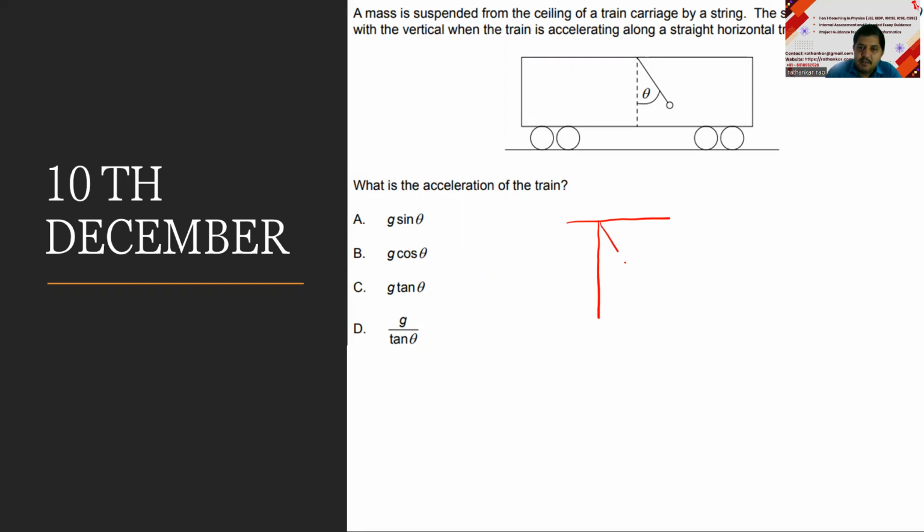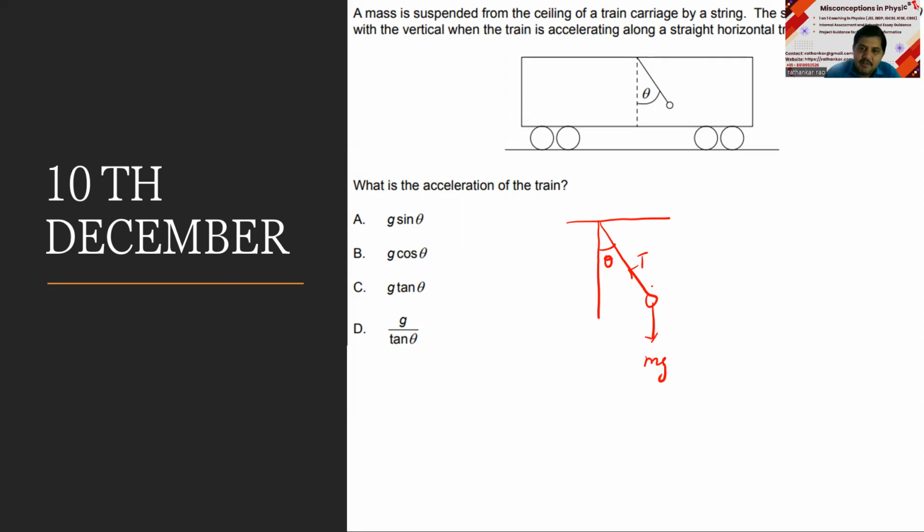This is the vertical. This is the pendulum, as the train is moving. I do not know where the train is moving, like this or like this. Which direction can it move? Let us see that also. Now, let the angle here be theta. The forces acting here are tension like this, and mg like this.